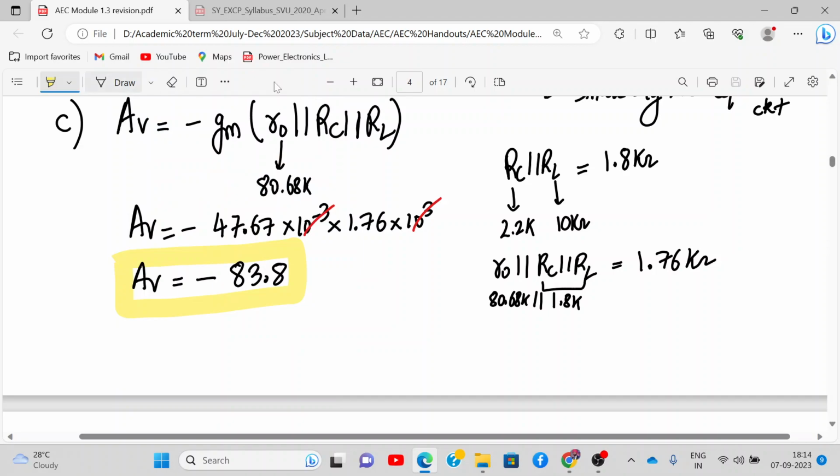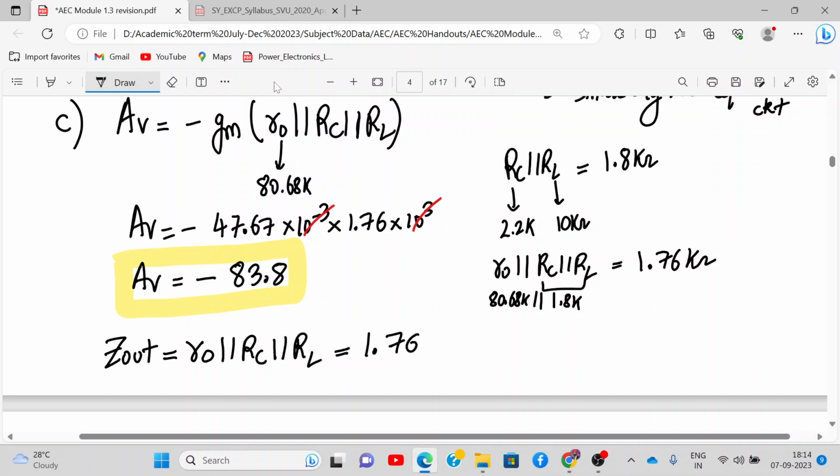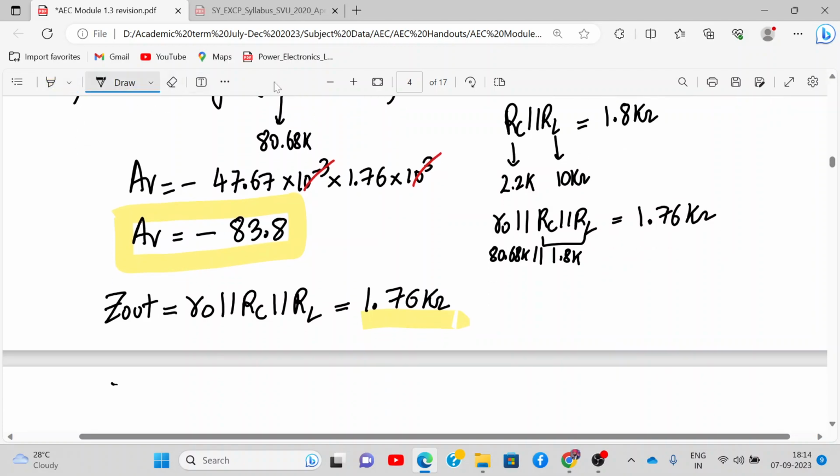So let me write down the value of what is Z out. Do you remember? How much is the answer? Did you understand why I was saying right first? Is this only correct? And how much is Z in?